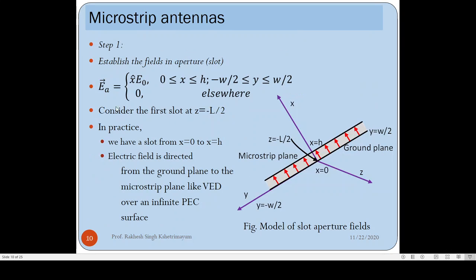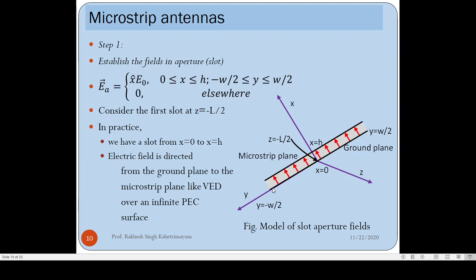And you can write it as, basically this is a diagram here. You have a slot here. We are considering the slot at z equal to minus L by 2. We'll have another slot at z equal to plus L by 2. So the distance between the two slots would be L. So let us try to find the far field radiated patterns of the microstrip antenna. The usual step is first to establish the fields in the aperture, then find the 2D Fourier transform and find the fields using equations 24.1 and 24.2. This is the usual step for any kind of aperture antenna, and the microstrip antenna can also be considered as an aperture antenna.